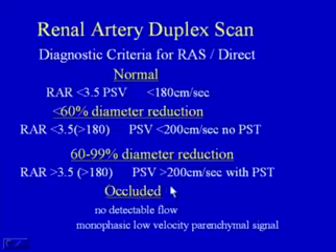Now, there's additional criteria that was done at Bowman Gray, and this is actually one of the larger series, and they identified that a peak systolic velocity of greater than 200 centimeters a second with poststenotic turbulence is consistent with a 60 to 99% stenosis. So new criteria continue to evolve for the diagnosis of renal artery stenosis. Occluded means no detectable flow, and most often you will see either no flow or a monophasic low velocity signal out at the hilum or within the parenchyma of the kidney.